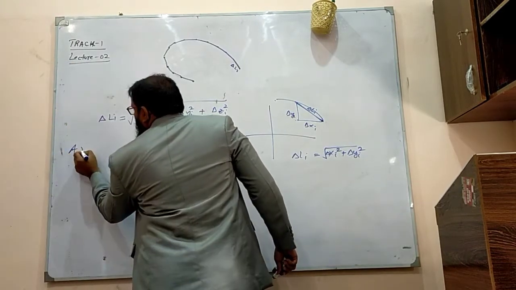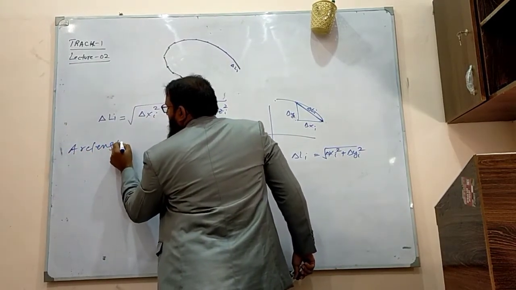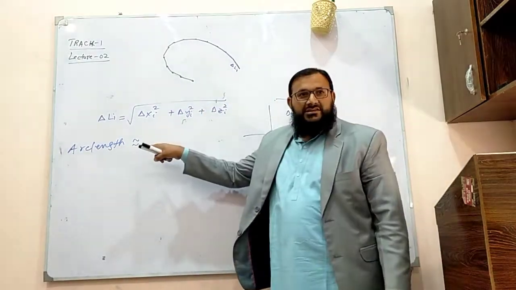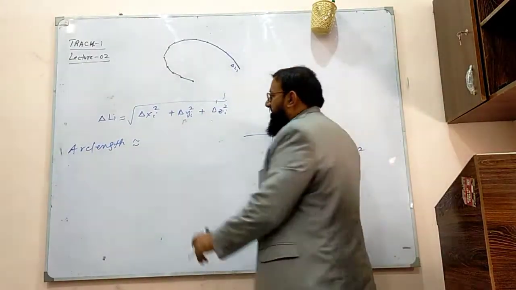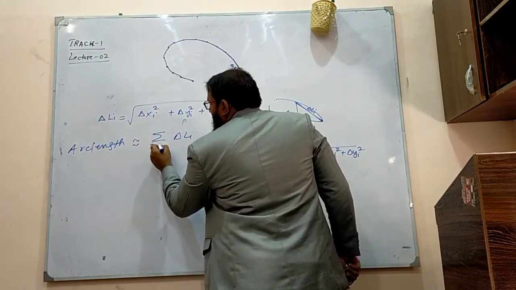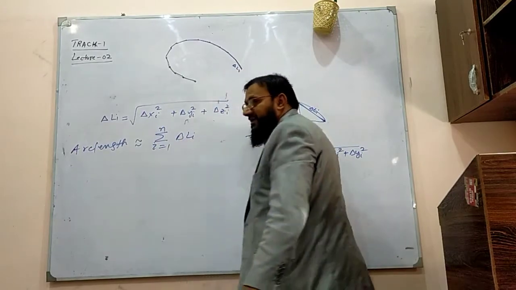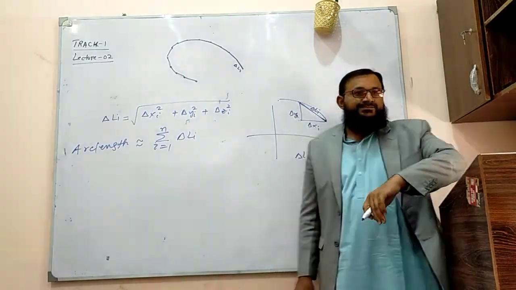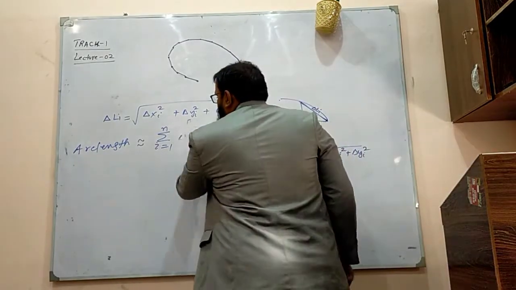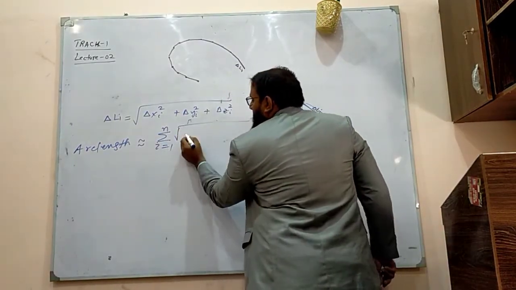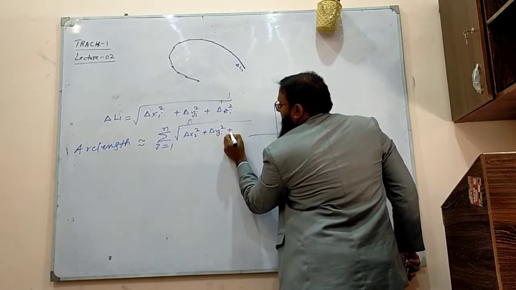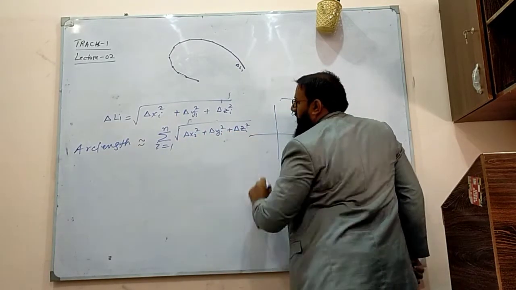So what is going to be the arc length of this curve? This arc length is approximated by, I am not writing an equal sign, I am just approximating it with all these delta li's, and I am going to take their sum from 1 to n. n would be any fixed value. Okay, it's not going to be infinity right now. So I'm just putting the value of delta li, which is going to be the square root of delta xi square plus delta yi square plus delta zi square.